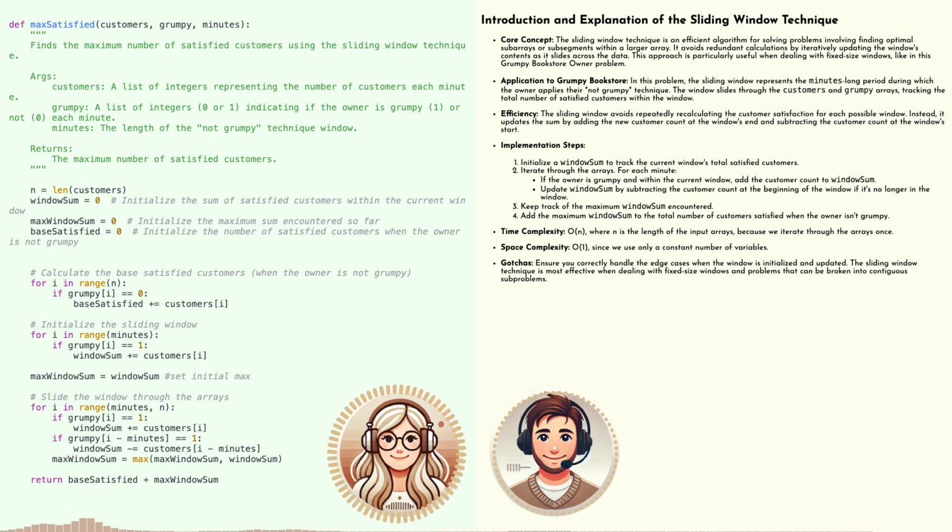Okay, so instead of recalculating everything over and over for each possible window, we imagine this window, and it's a fixed size. It's the length of that not grumpy time, and it's sliding across our timeline. Now, the key here is as that window slides, we only need to update the satisfaction count based on what changes at the edges of that window: who's coming in, who's going out.